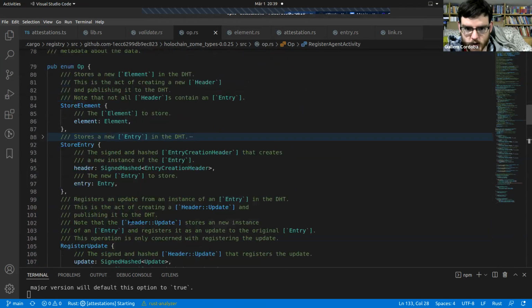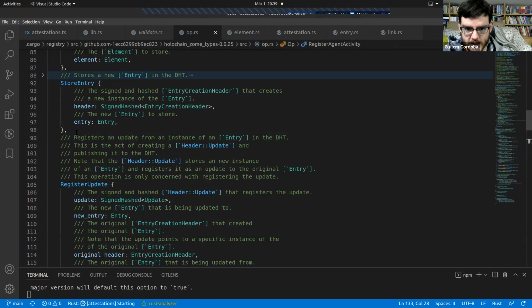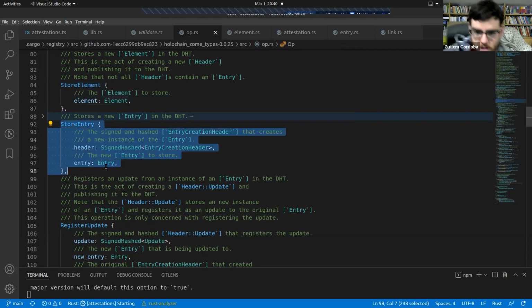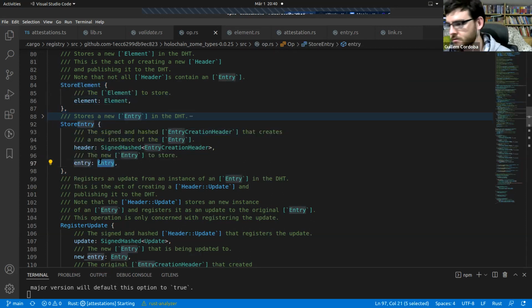So we went over StoreElement and StoreEntry. In StoreElement, you would check things like whether the previous action done before this element was this kind of action. You normally don't put a lot of validation inside StoreElement. In StoreEntry, you would validate the contents of the entry, right?